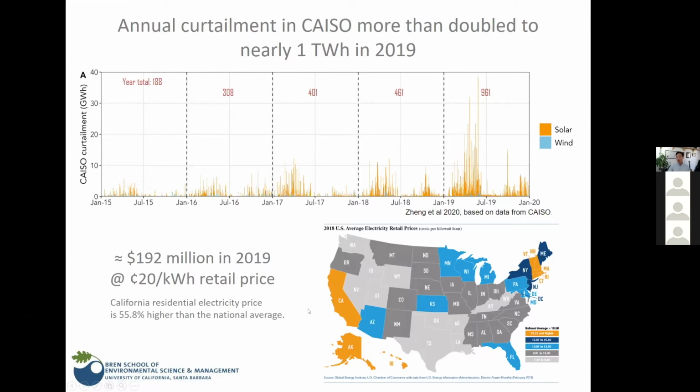And this is interesting because in California, as you will know, we are paying a bit more for electricity. In a 2019 report just released, to my understanding, we are paying about 55% higher price for electricity as compared to the national average. If I convert 2019 curtailment to a retail price of about 20 cents per kilowatt hour, which is about the average California ratepayers pay, it is about $200 million worth of electricity that we curtailed in 2019.